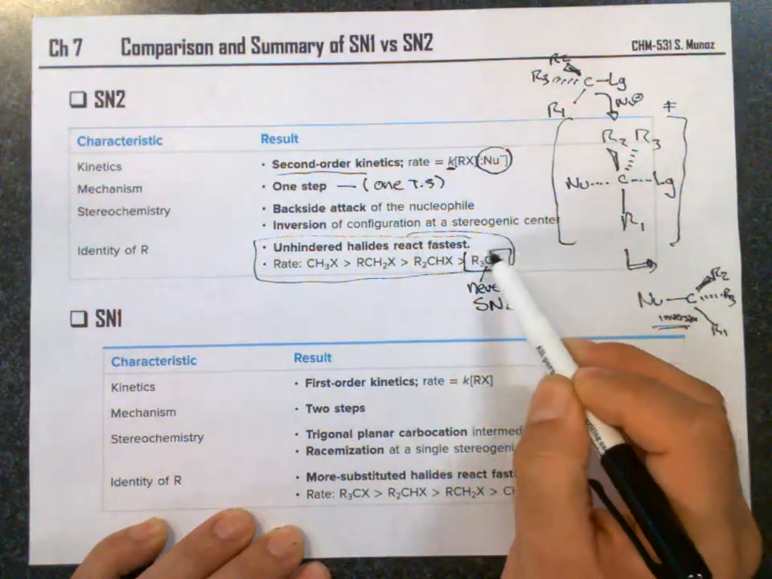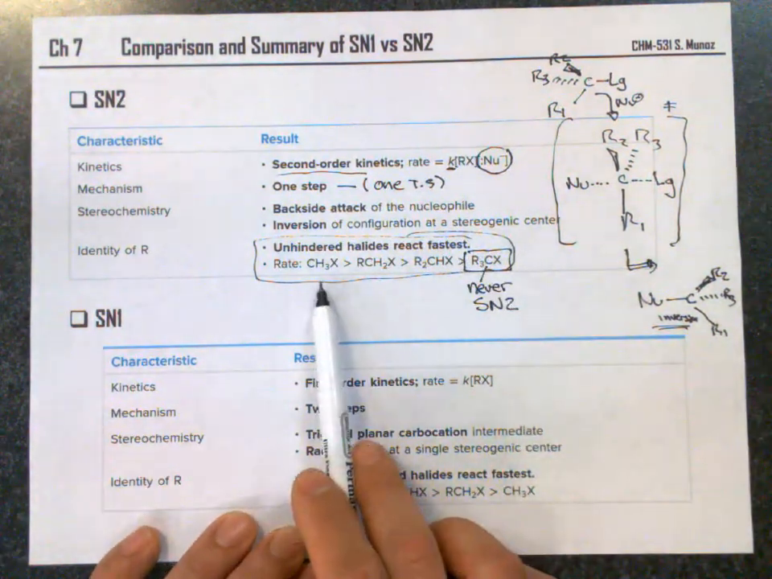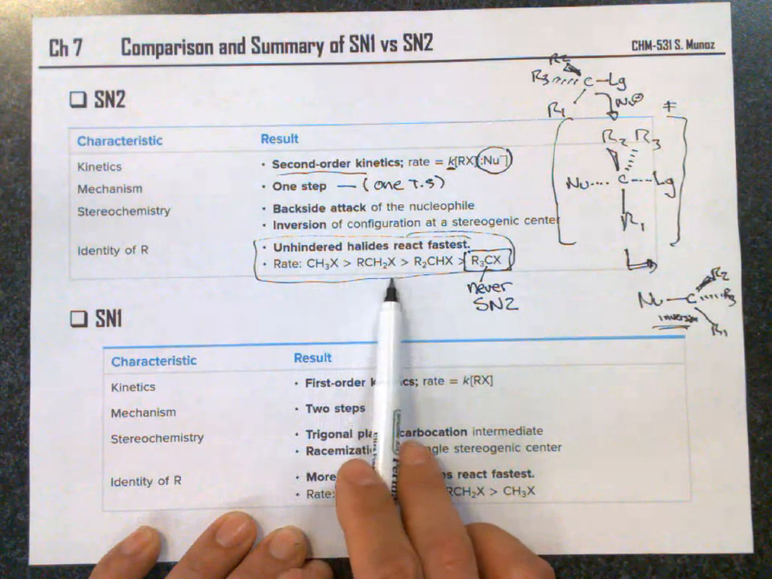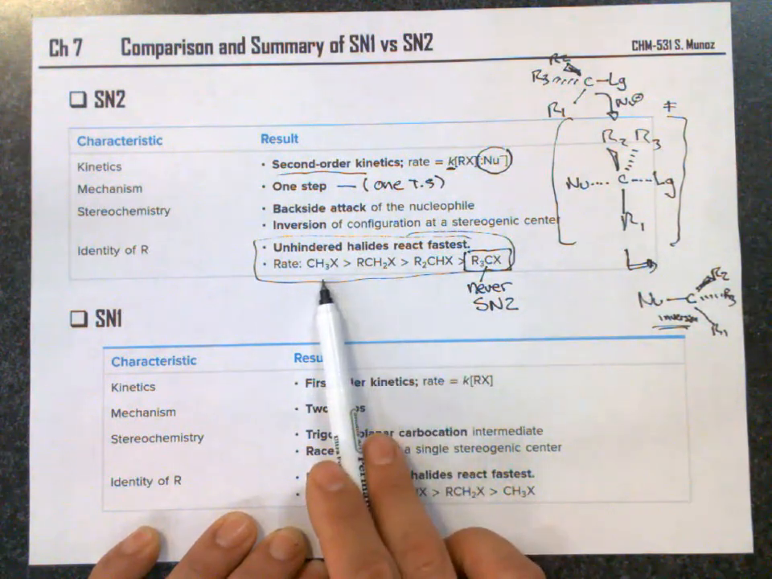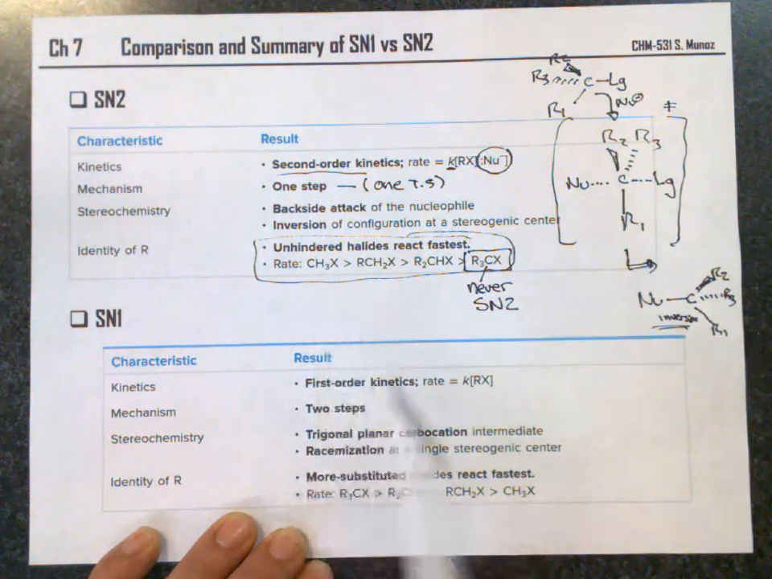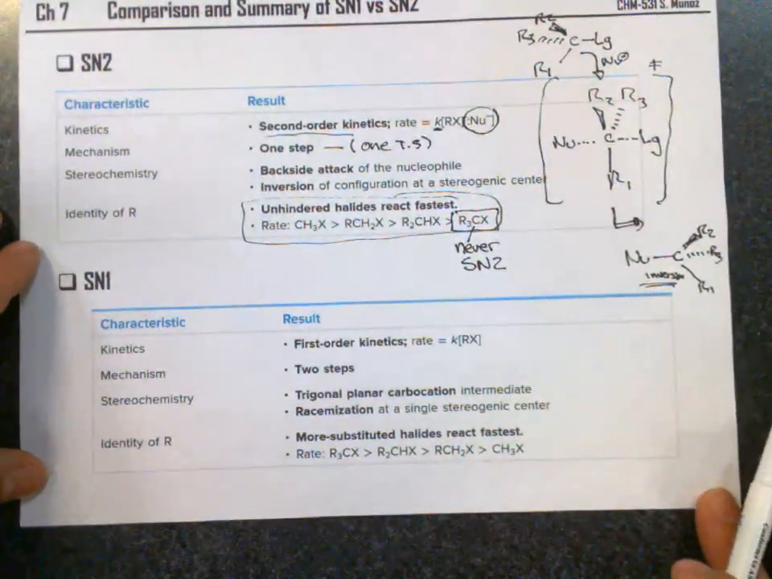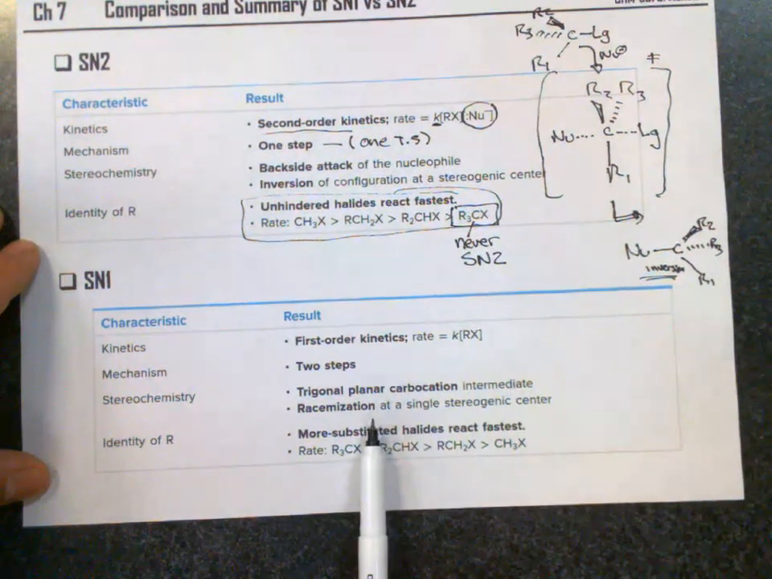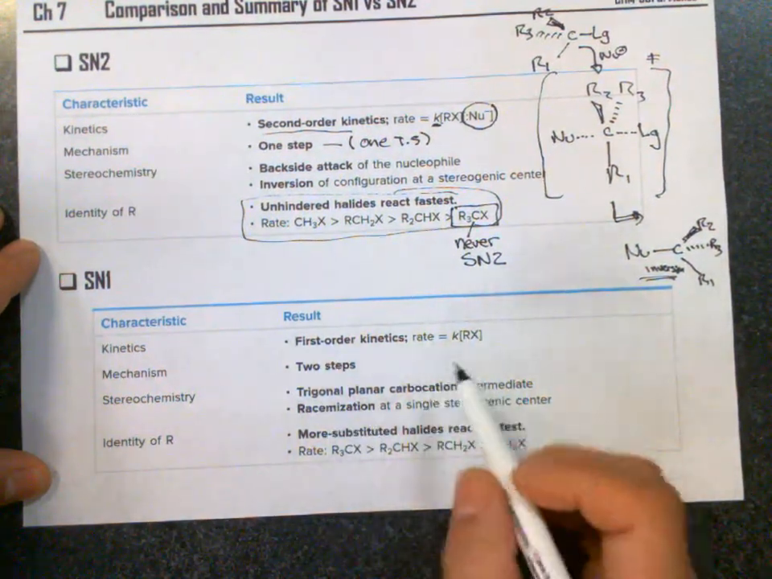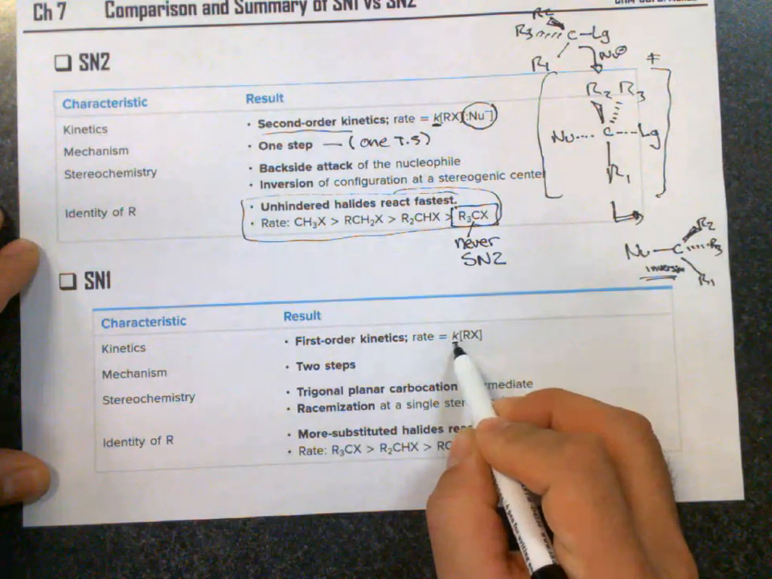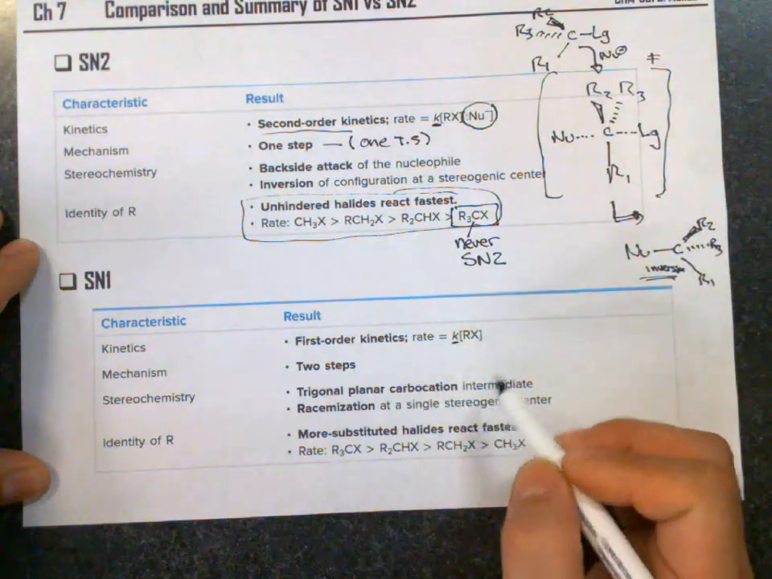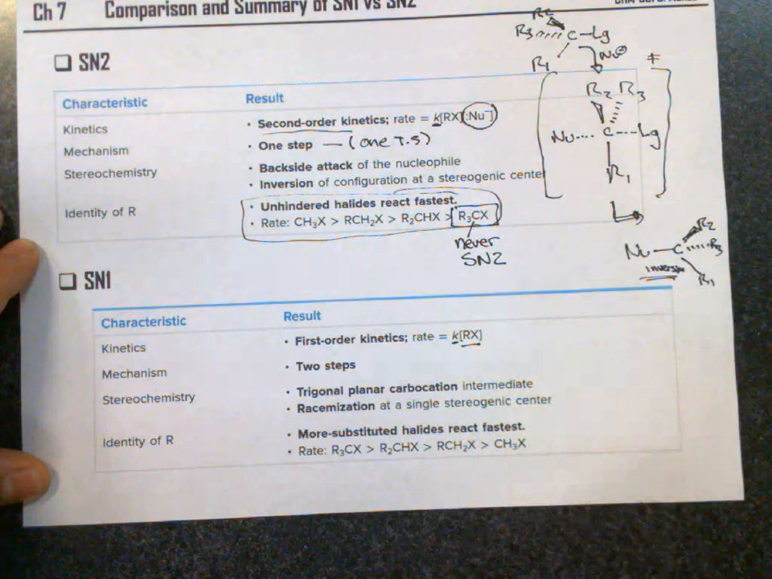So make sure you understand that and understand why primary alkyl halides react the fastest. And methyl halides, they're primary, but they're even less hindered than everything else because there's only 3 hydrogens. Okay, so now for SN1, again, if we compare the characteristics: first order kinetics, rate equals rate constant times the concentration of our electrophile.